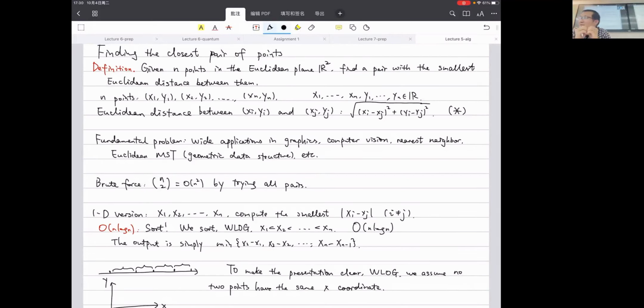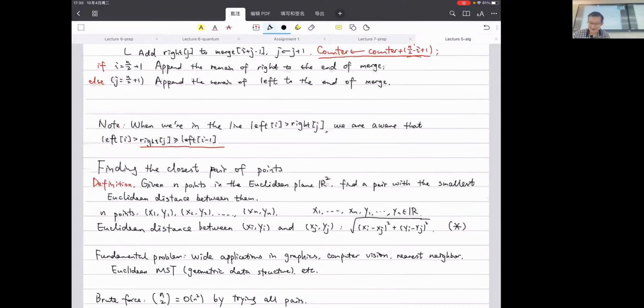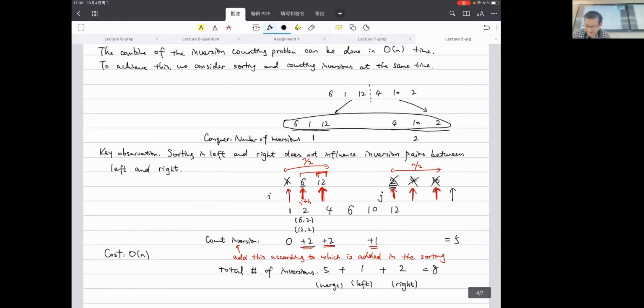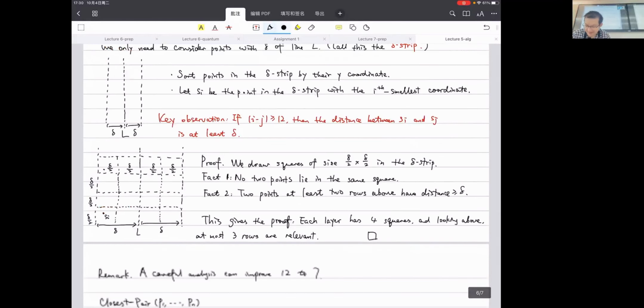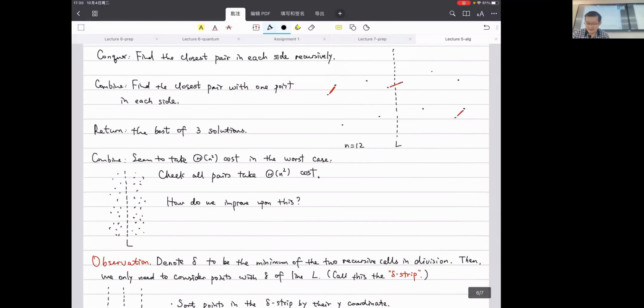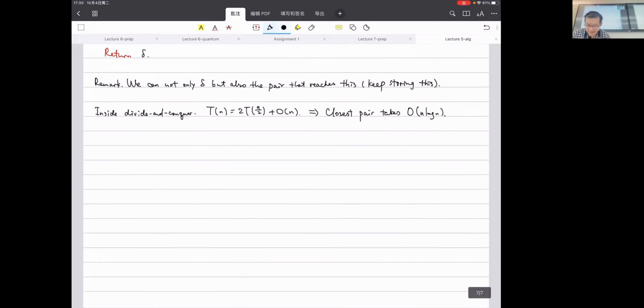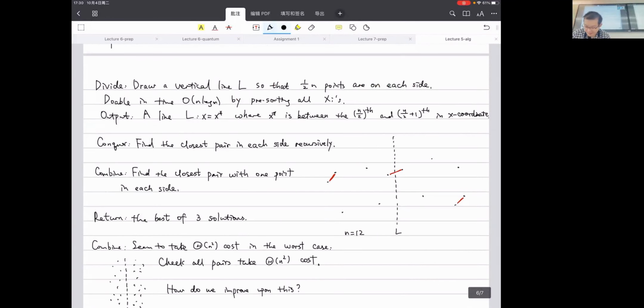So you seem a little bit confused. Any questions? Maybe we can go through some example, like this n to the 12 case. Sure, let's just go into this n to the 12 case.